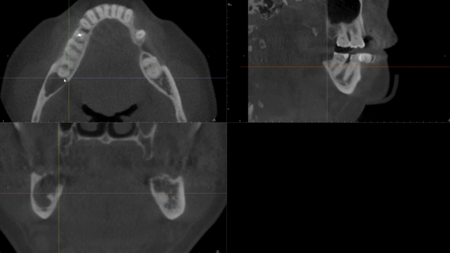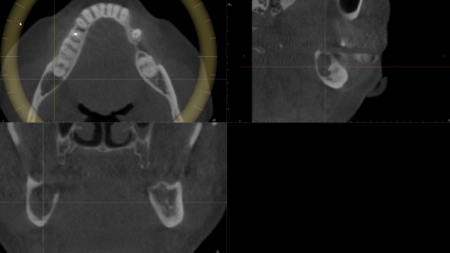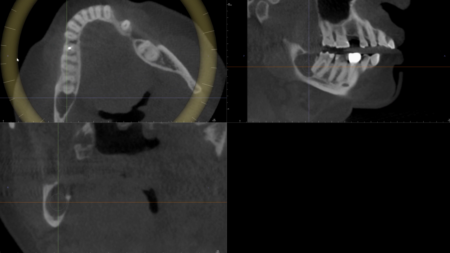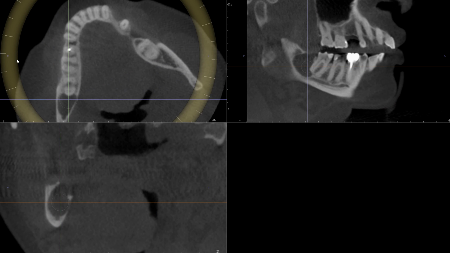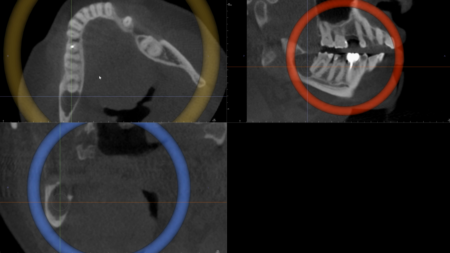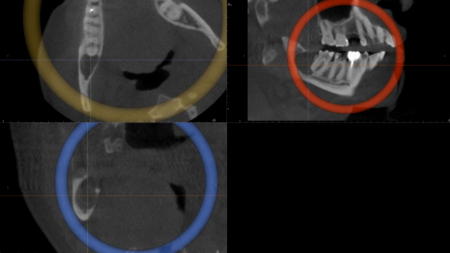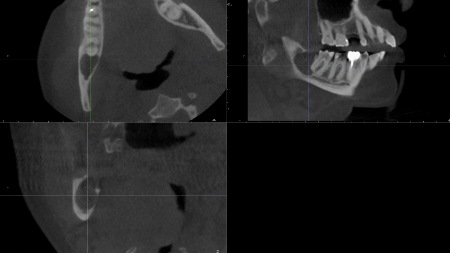So let me go ahead and bring my crosshair over to that area, and you can see that it's occupying most of that mandibular ridge. So now what I'm going to do is rotate the volume and look at this area both from the sagittal as well as the coronal view. So why don't we start out with the sagittal view?